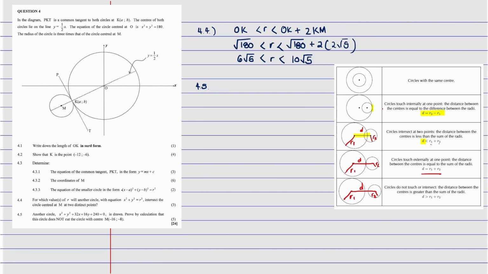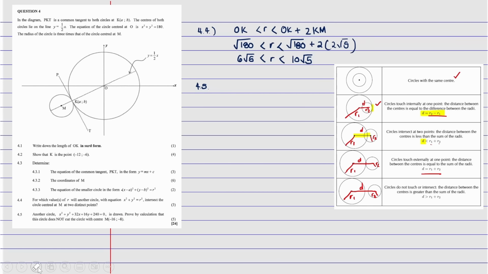So when is it going to touch internally? It's going to touch when you subtract the radii, meaning the circle is inside. If I take this distance D and it equals R1 minus R2, that means the circle is inside, as I explained. So now what we're trying to prove is the first situation, because they said prove by calculation.